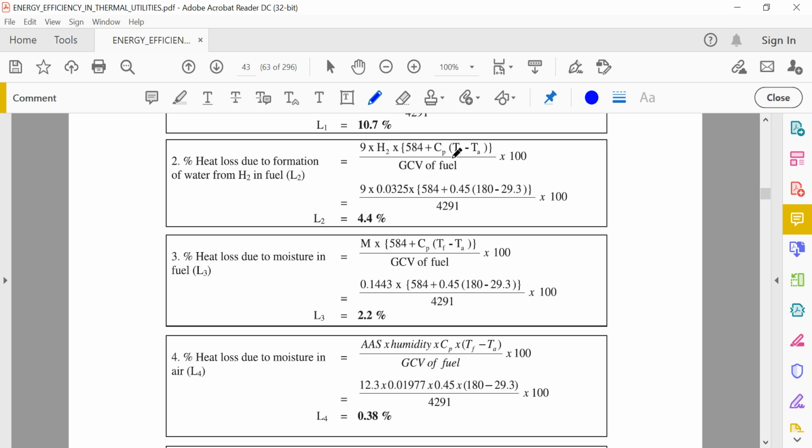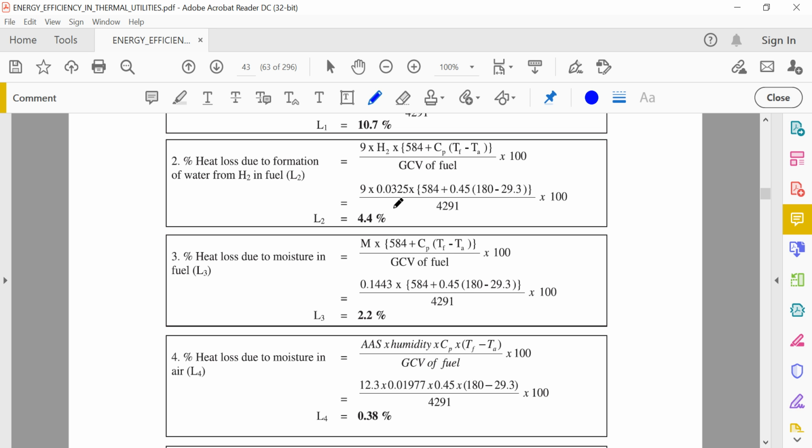This is basically inside the flue gas. The flue gas temperature is 180 degrees, ambient air temperature 29, specific heat for steam is 0.45, and latent heat is 584 kilocalories per kg. Calculating all this divided by the GCV of fuel. Calculating this equation, we are getting 4.4% loss due to formation of water in the fuel.